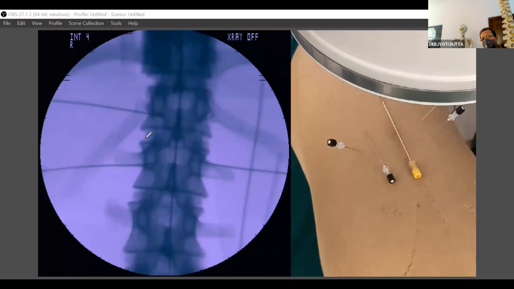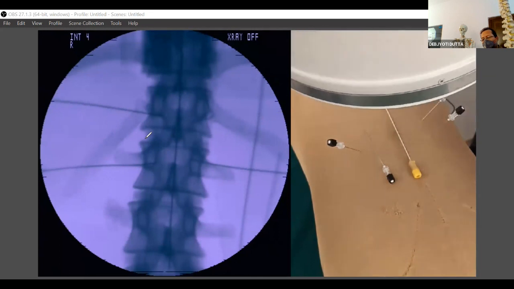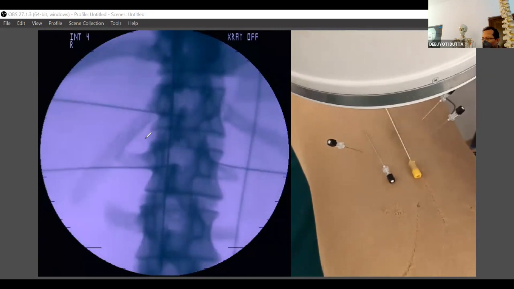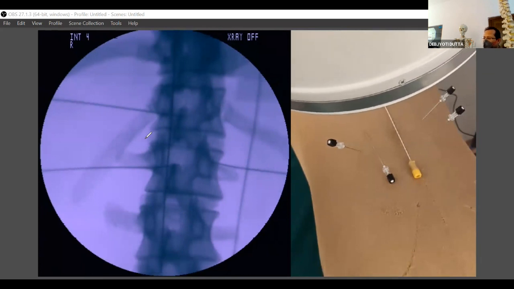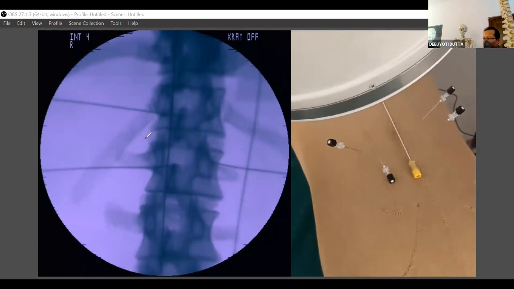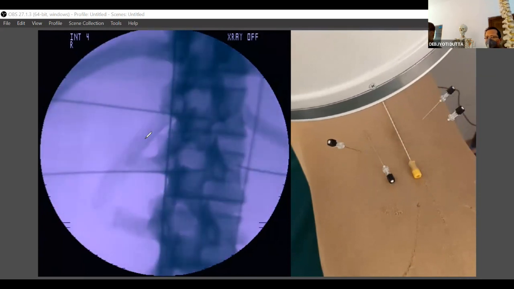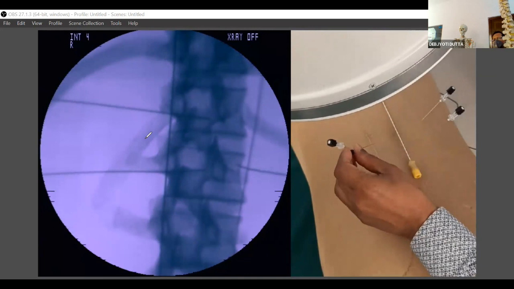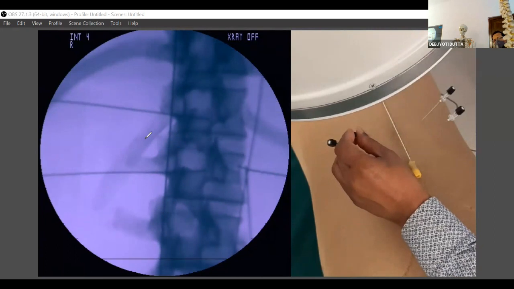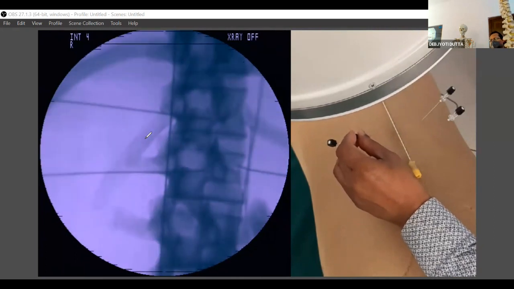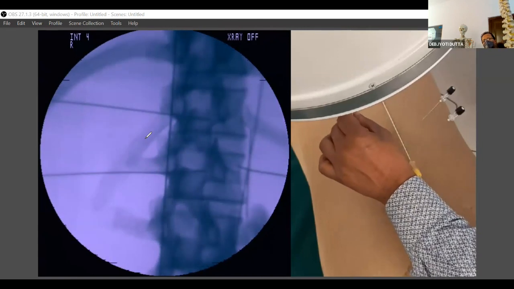So now this is the AP view with the end plate squared. I'll now make it oblique towards my side, ipsilateral oblique. And how much oblique should I do? Still more oblique, till the line comes closer to the lateral border of the vertebral body. Okay, now it's almost closer to that. So my needle entry point will be here at the triangle, just below the rib, lateral side of the vertebral body. And I should go with tunnel vision and try to hit the vertebral body there.